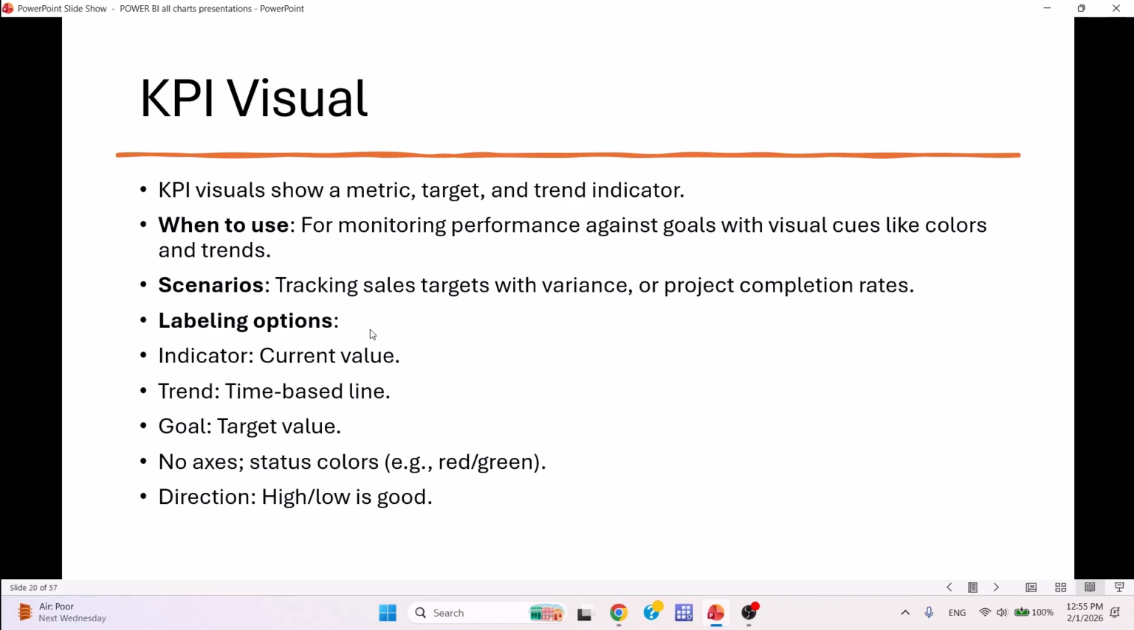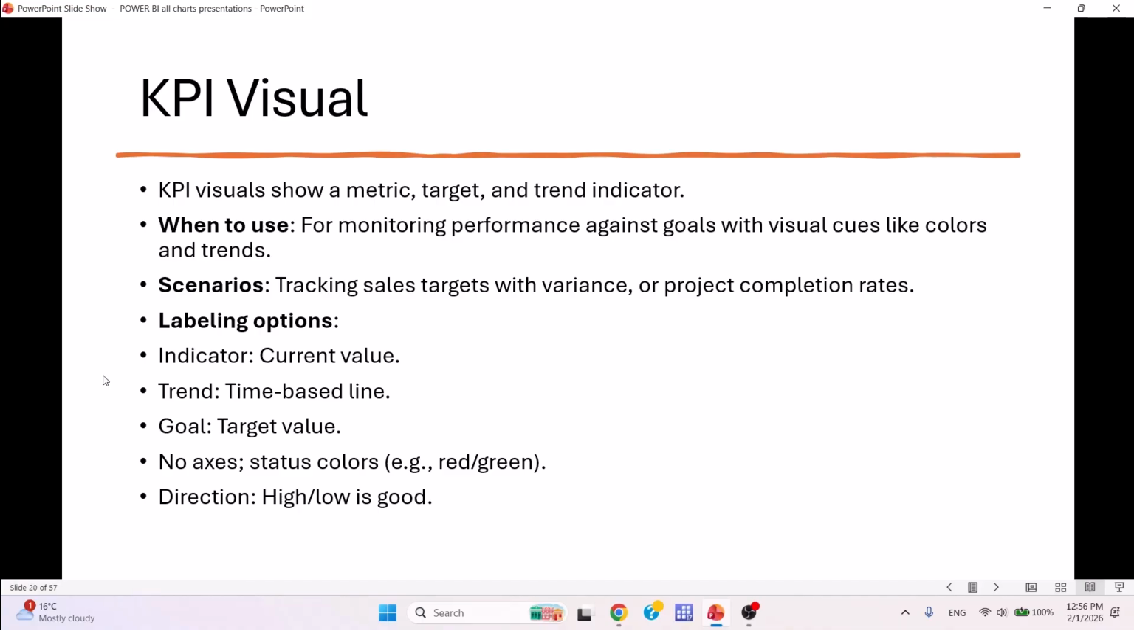So if you make a plan that you will be completing a certain project in 2 years or 3 years, and you want to see how much performance is going on, how much percentage of the total work has been done, then in that case KPI gives you the best results.